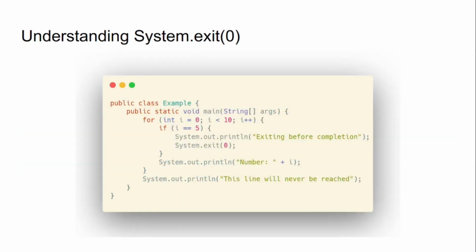Let us understand System.exit(0) with the help of an example. In this code, which is there on your screen, the loop is designed to print numbers from 0 to 9. However, because of System.exit(0), the program will terminate prematurely when i reaches 5, and the final print statement will never execute. That is, the message "This line will never be reached" will actually never be reached.